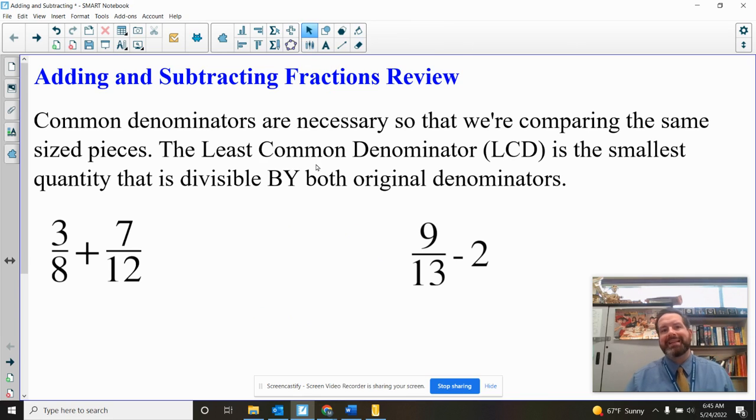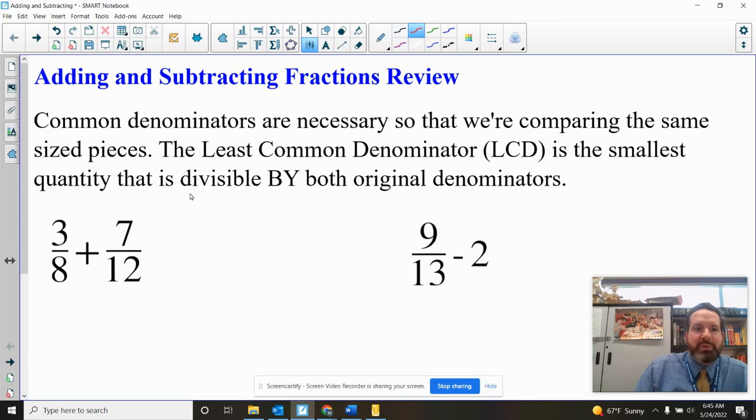We're going to be searching for the LCD, the least common denominator. It will be the smallest number that is divisible by the original denominators. Why do you want that? To keep your numbers small. That's why. All right, let's give this a quick review here.